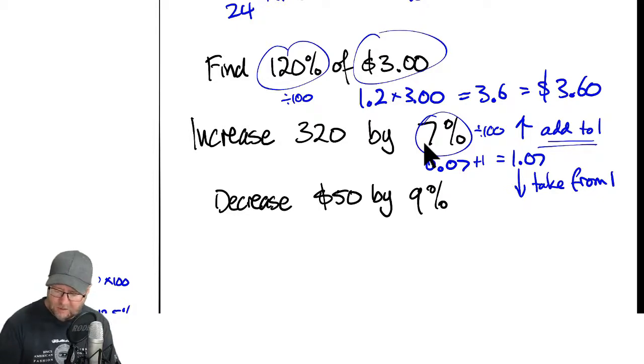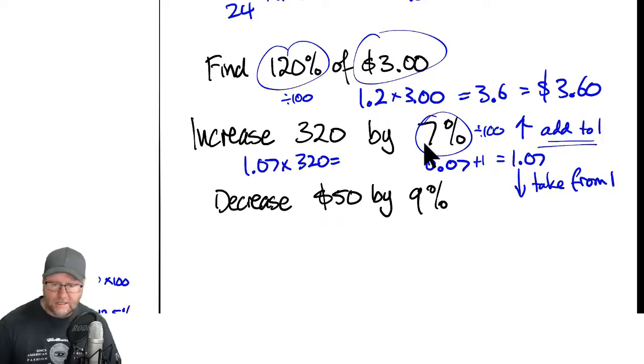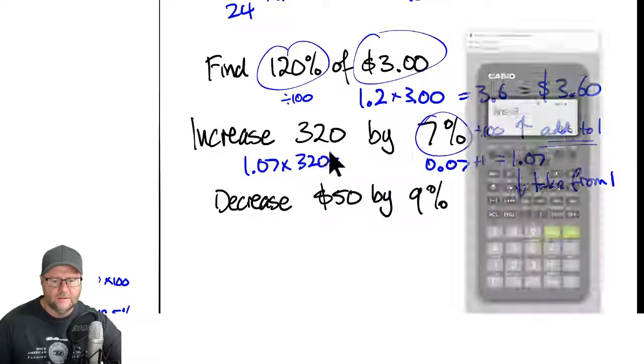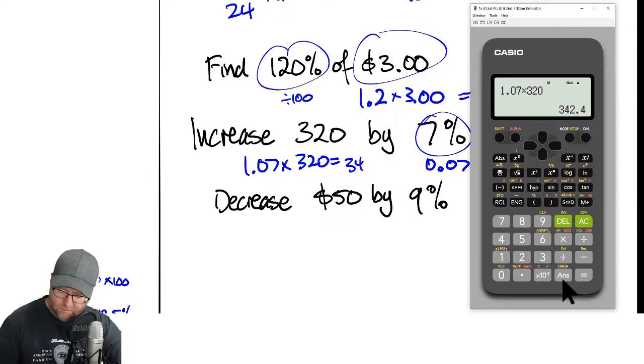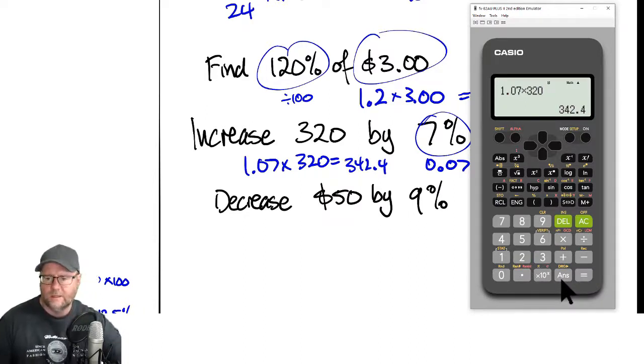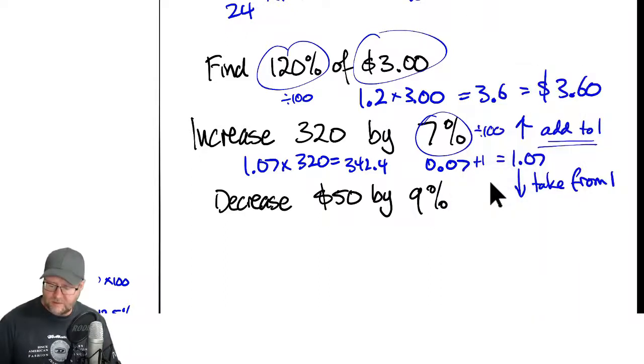Okay, so I'm going to do 1.07 times my starting amount of 320. Let's do that in the calculator. 1.07 multiplied by the amount we started with, which was 320, I get 342.4.